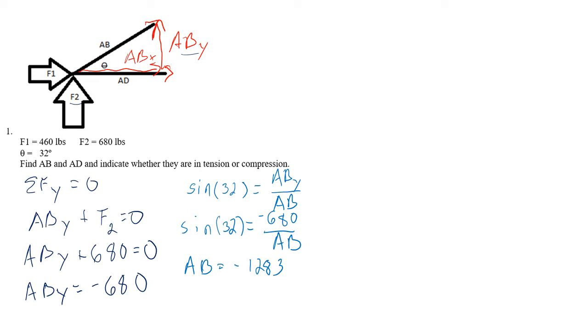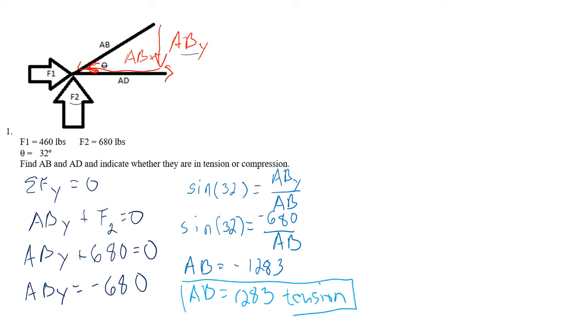So AB is going to erase this part up here. So now AB is pointing down and to the left, ABX is pointing to the left, and ABY is pointing down. So once we switch that, we say AB equals 1283 tension. And so that's one of our answers.